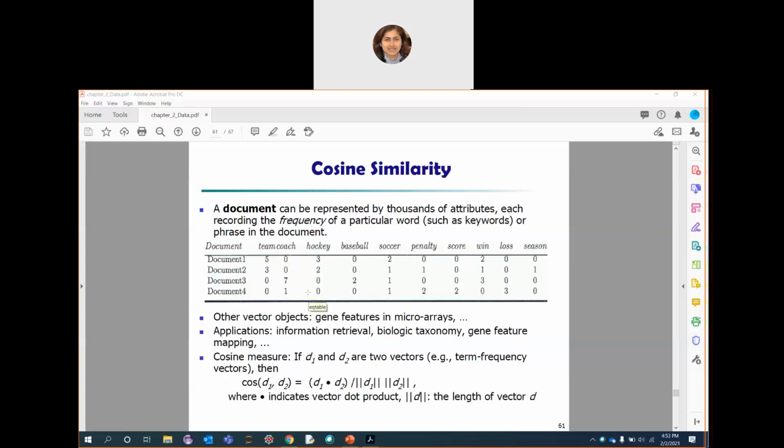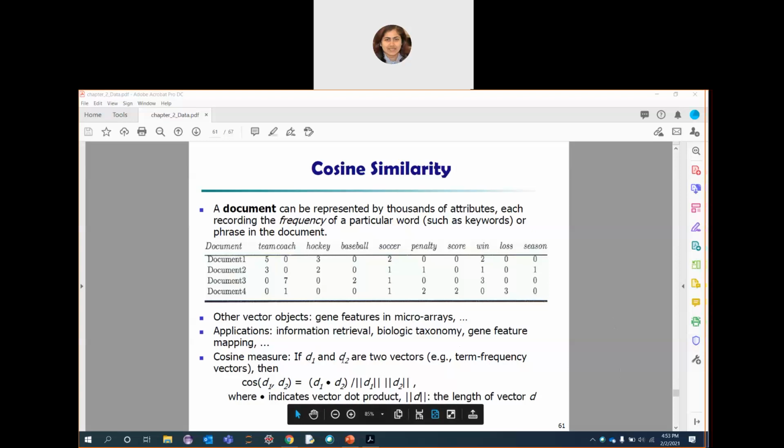So you want to find out the cosine similarity between some pair of documents. So how would you find that? Here, see the applications: information retrieval, biological taxonomy, gene feature mapping. In those applications, you may find this cosine similarity concept useful.